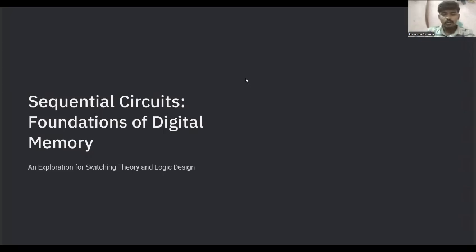Unlike combinational circuits, whose output depends only on the present inputs, a sequential circuit depends on both present input and past input or history. In other words, they have memory. This memory is achieved through storage elements like flip-flops and latches, which store binary information. So the combinational circuit's output depends on current inputs, and the sequential circuit's output depends on current input plus past output.